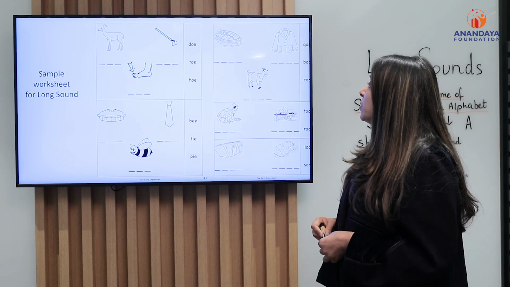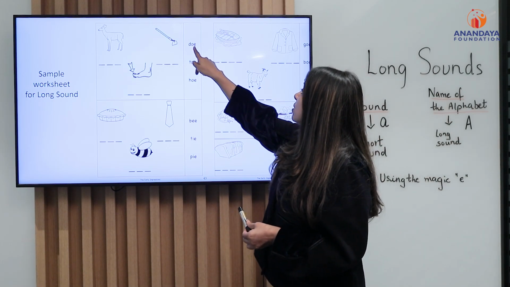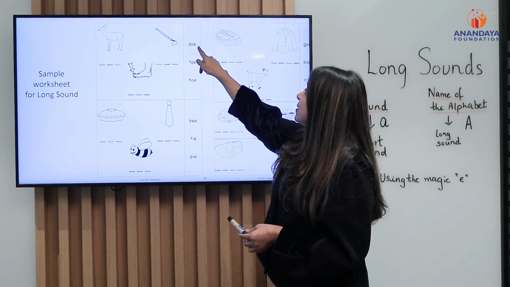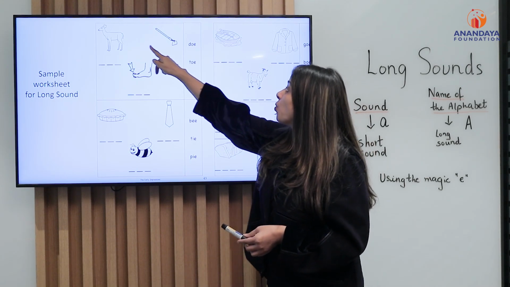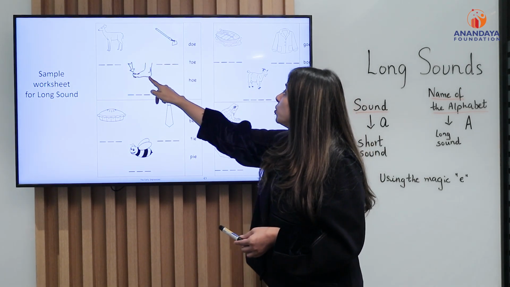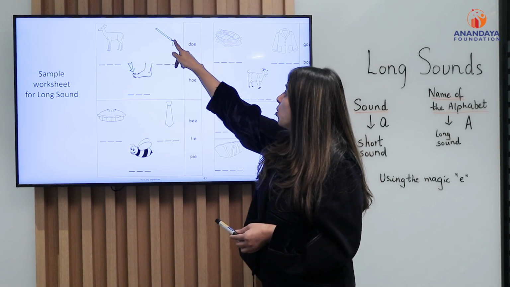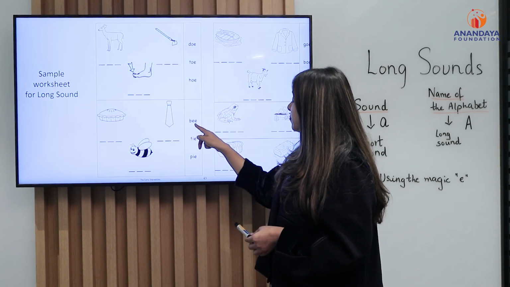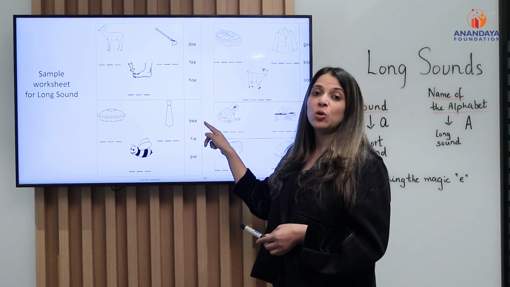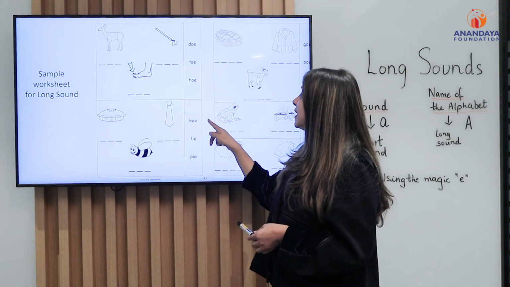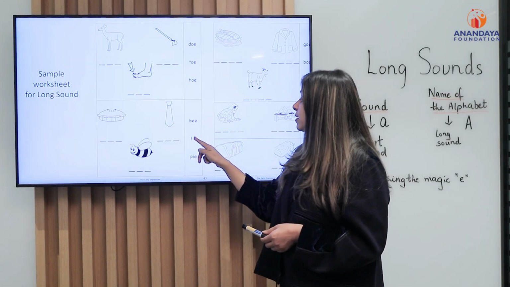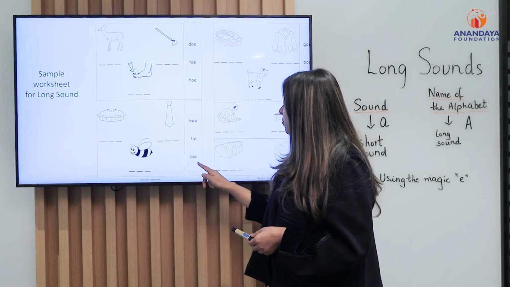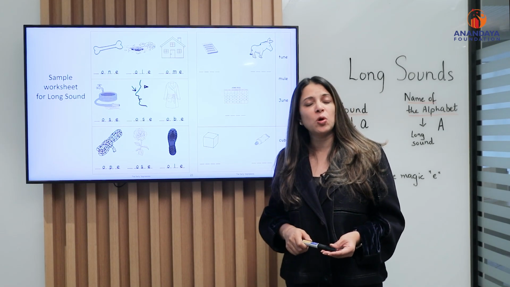Now over here we have the long sound O. Again, the magic E makes O. D-O, do. T-O, to. H-O, ho. Similarly, E becomes the long sound E. B-E, be. E becomes the long sound I. T-I, tie. P-I, pie. So I've just shown you worksheets for 4 long sounds.